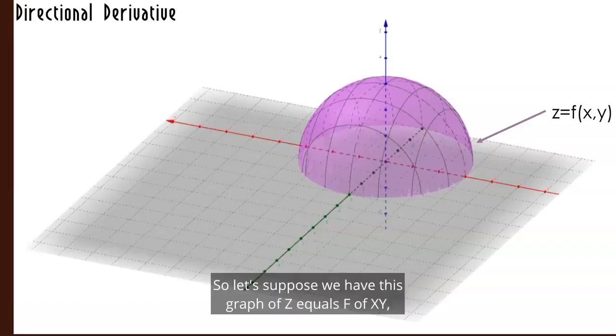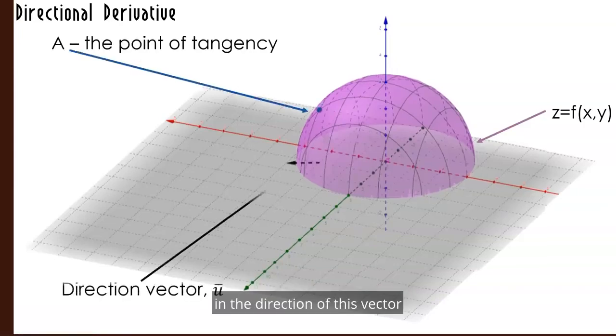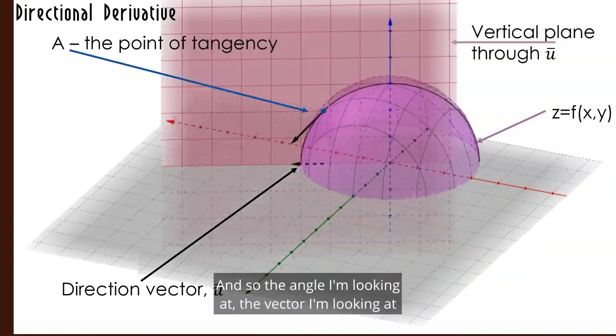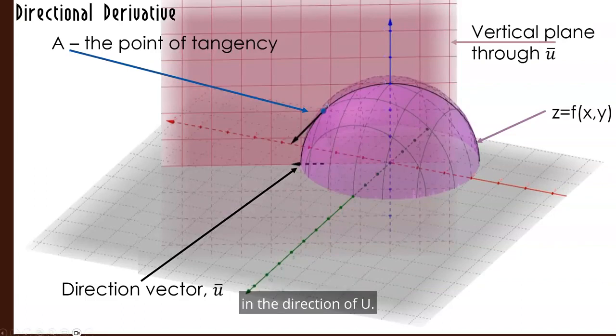So let's suppose we have this graph of z equals f of x, y, and I'm interested in the point of tangency right here. And I want to find the derivative in the direction of this vector instead of the x or the y vector. So I'll put a plane through that point on top of that vector. And so the vector I'm looking at is the one I just drew. So that is called the directional derivative of f of x in the direction of u.